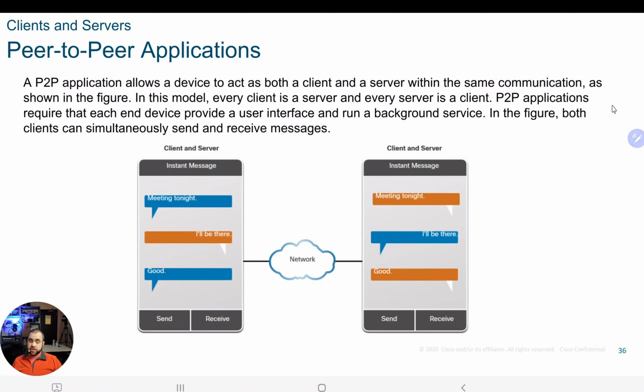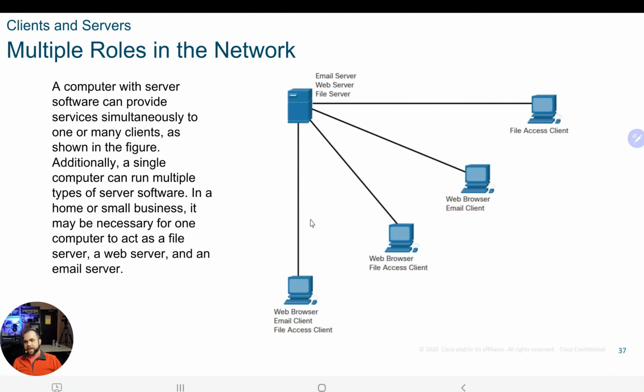And one of my students actually this year built this exact thing in Python. He made an encrypted chat service that he could talk back and forth on, and the device was both a client and a server, because it was requesting data from this person, and then it was also serving up data so they could talk back and forth. So you can have it for applications as well.